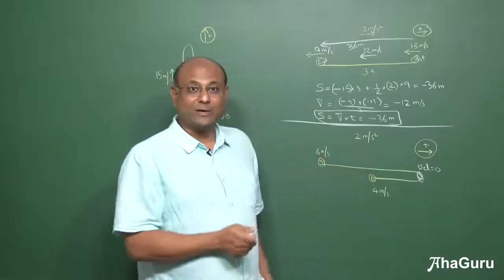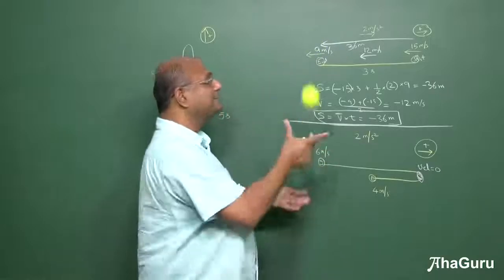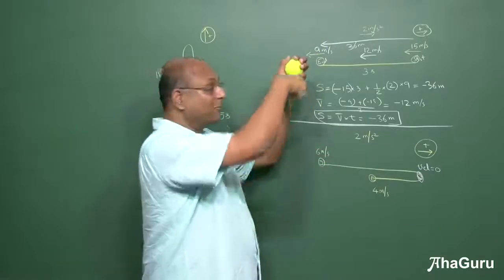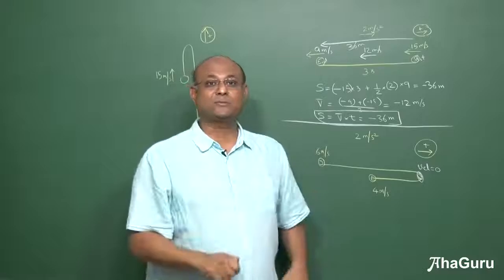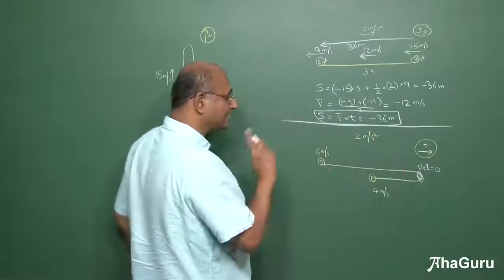If I take a ball and throw it up, you will find that the velocity at the topmost point has become 0. But acceleration is still 10 meters per second square downwards. Okay? Velocity stops. Acceleration does not.